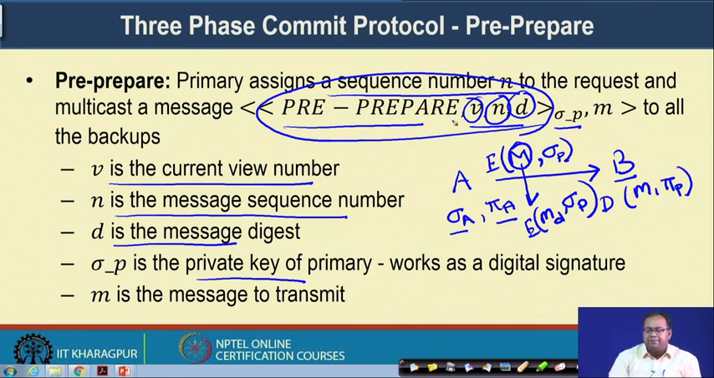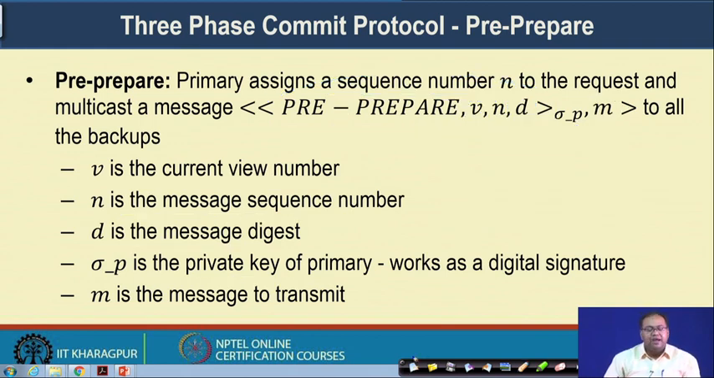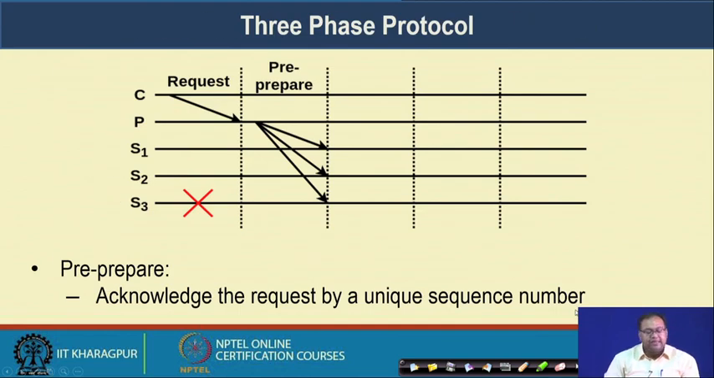So, a similar concept is applied here with the message that we are transmitting, the message M. You also transfer the message digest and the entire thing is encrypted with the private key of the primary, so that all other backups, whenever they decrypt this message with the public key of primary, they will be able to know that this particular message has originated from primary and it corresponds to the message which has been sent. So, this is the pre-prepare message that is sent by the primary to all the backups after assigning the sequence number n. So, that is the thing in pre-prepare.